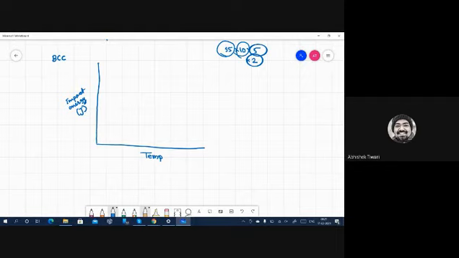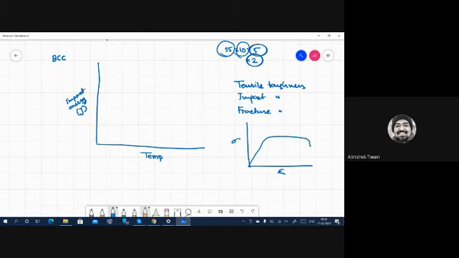There are three types of toughness we usually talk about. One is the tensile toughness. Another is impact toughness. And then there is fracture toughness. And these three are not the same. Tensile toughness, you know, if you have a stress-strain diagram, then the area under that curve is the tensile toughness.